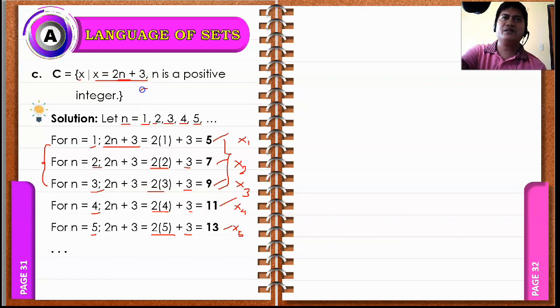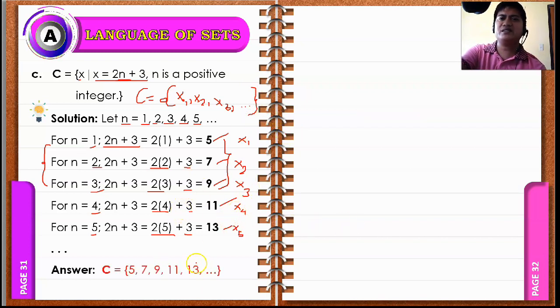And therefore, the elements of C are the members x sub 1, x sub 2, x sub 3, and so on. So these are the elements of set C. Therefore, the answer is 5, 7, 9, 11, 13, and so on.